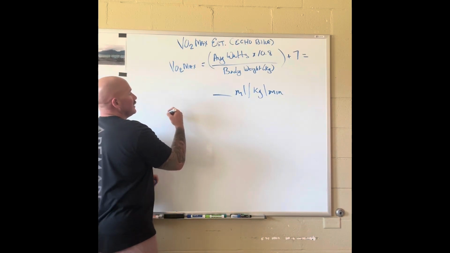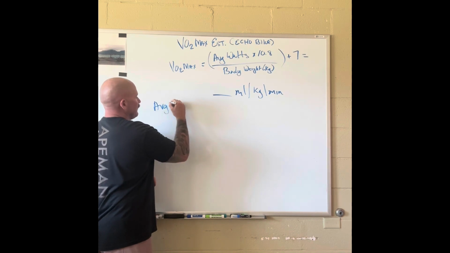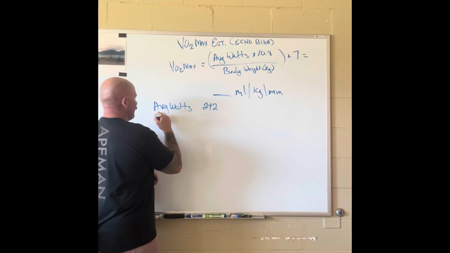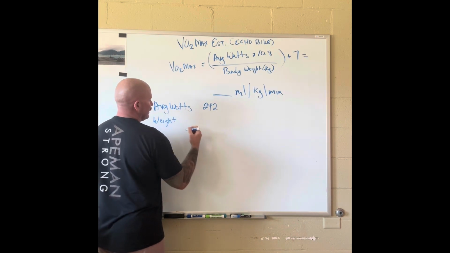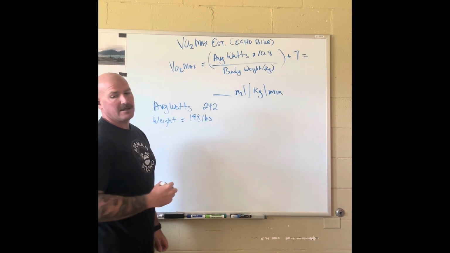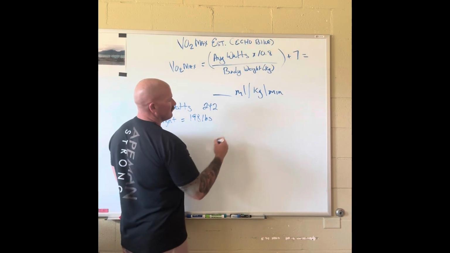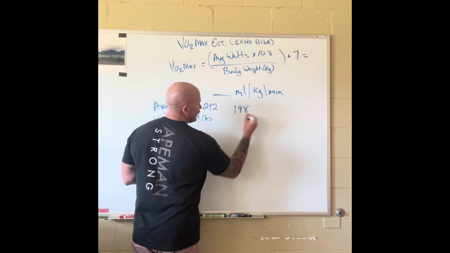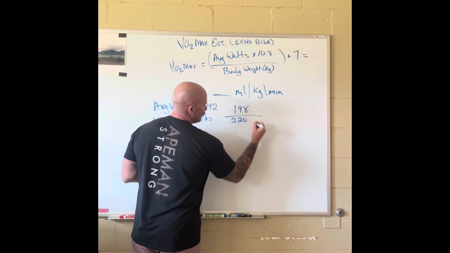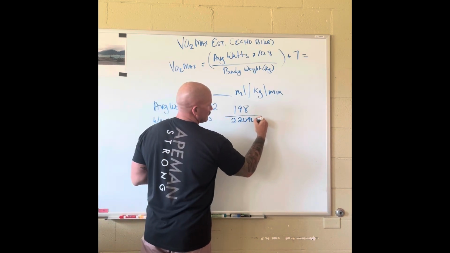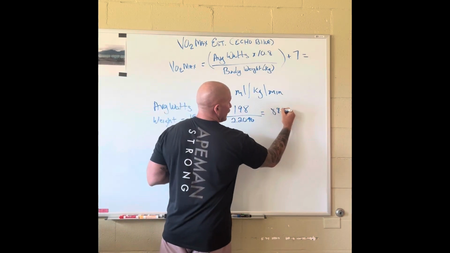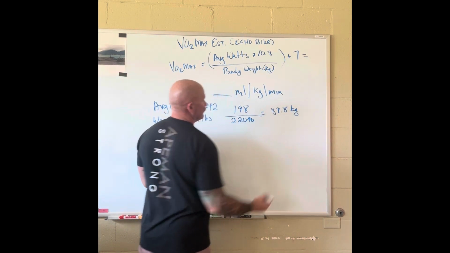Okay, so what we first need is average watts. So as you saw in the video, his average watts was 242. And what we didn't see in the video, however, I got his weight, which is 198 pounds. So we have to convert that into kilograms. To convert that, it's 198 divided by 2.2046, and that's going to give you a weight of 89.8 kg.